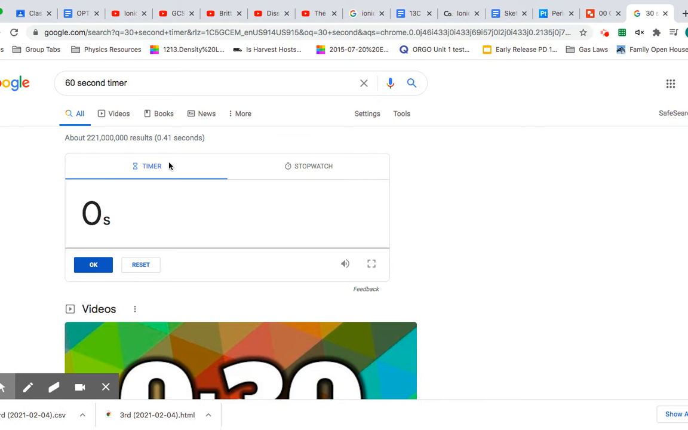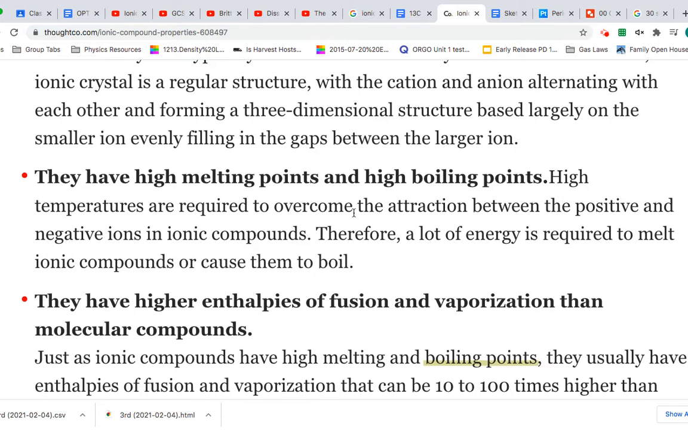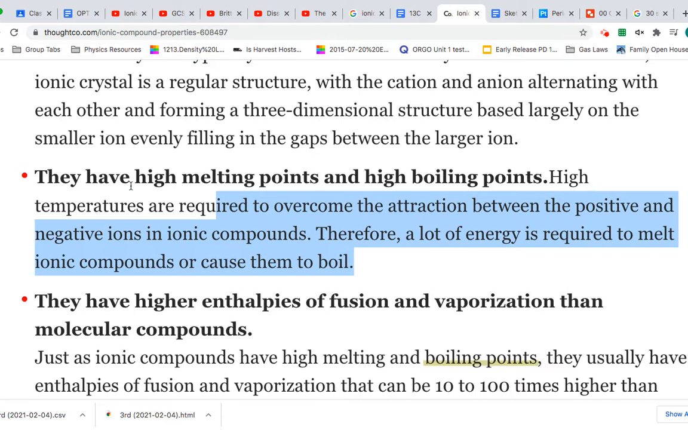I will set another timer here. We'll do 45 seconds. So this is your time to doodle this bit.